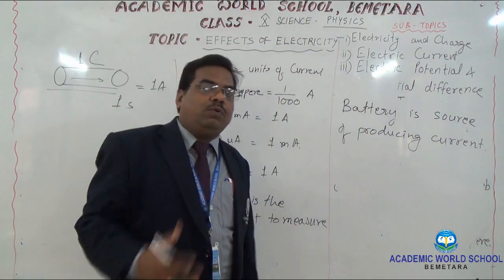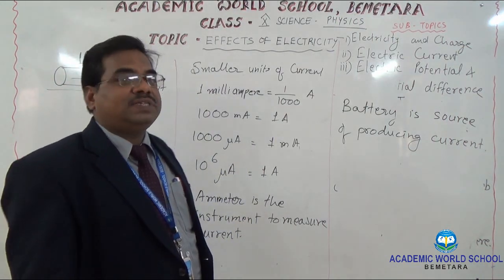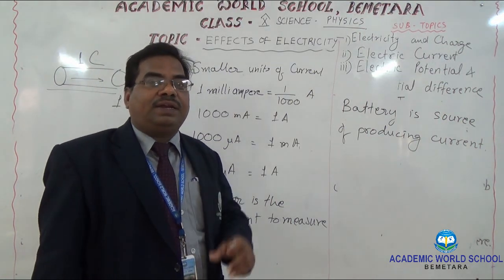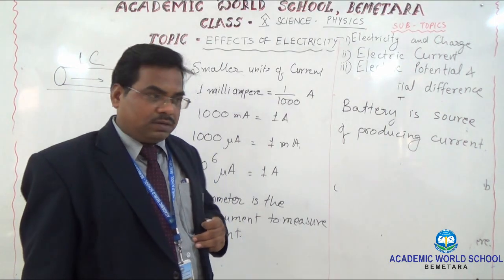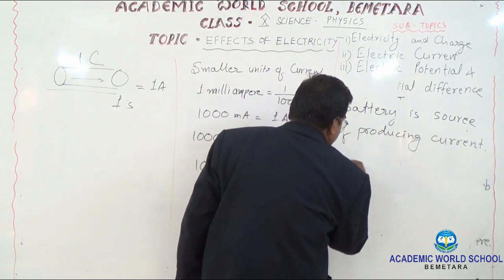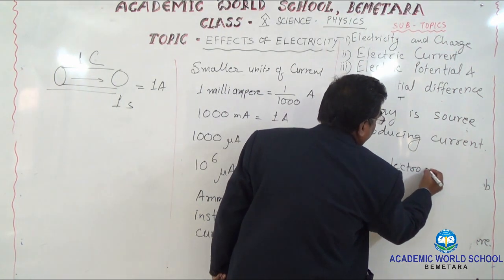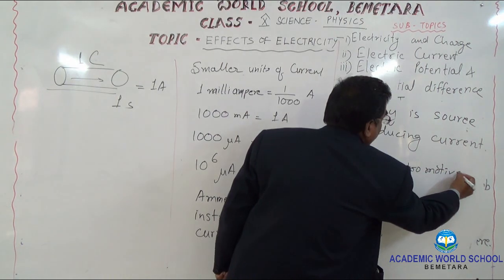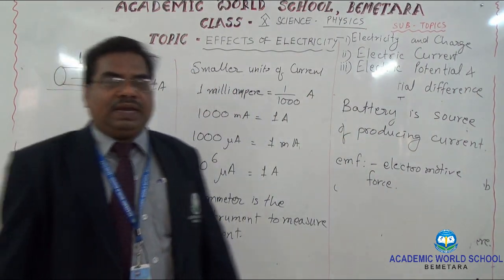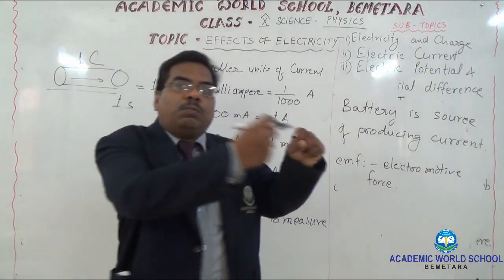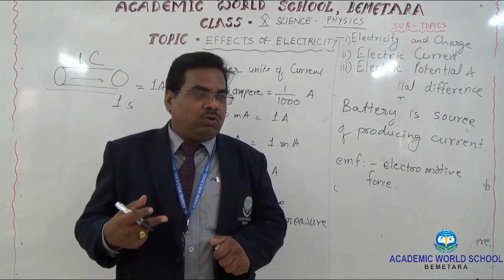What does the battery do in any electric circuit? The battery produces the necessary electric potential. It gives EMF to the circuit. EMF, that is electromotive force. It is something which is pulling the charge and making it run through the wires in your domestic wiring.